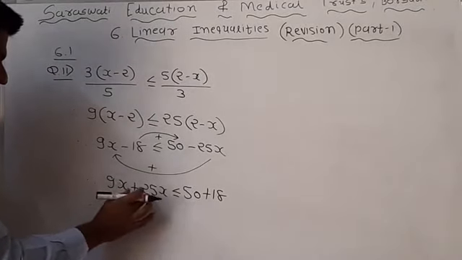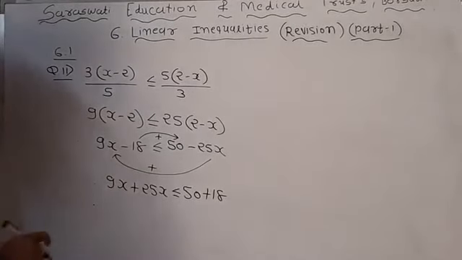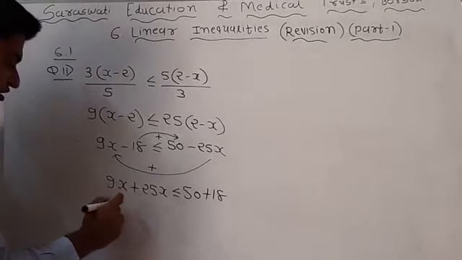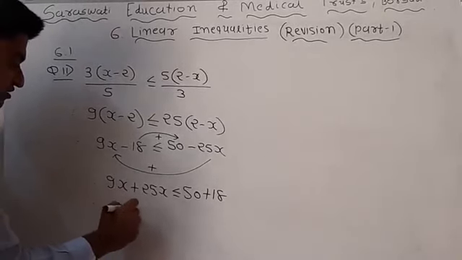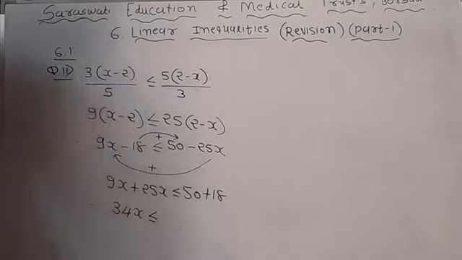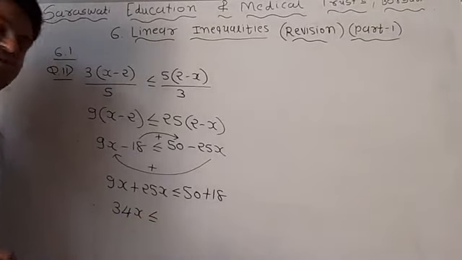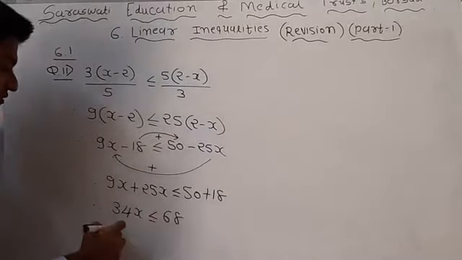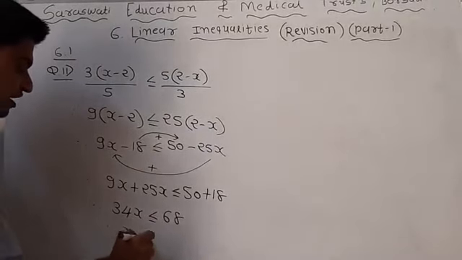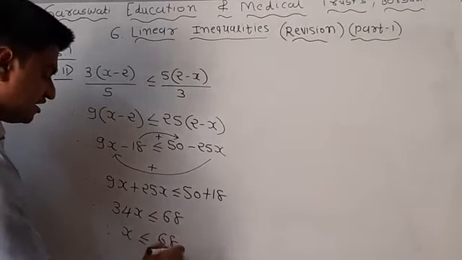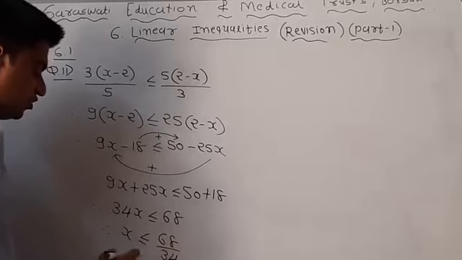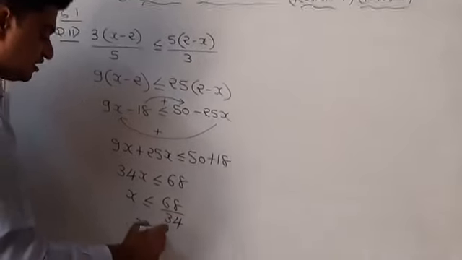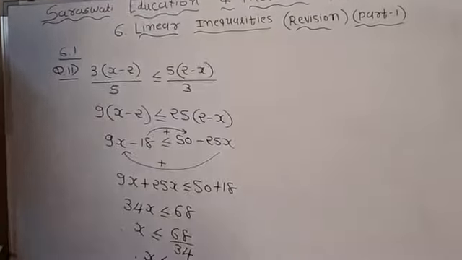Therefore 25x plus 9x means 34x less than or equal to 50 plus 18 means 68. Now divide by 34. So x less than or equal to 68 divided by 34. So therefore x less than or equal to 2.